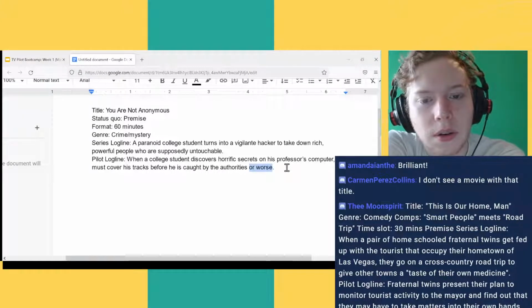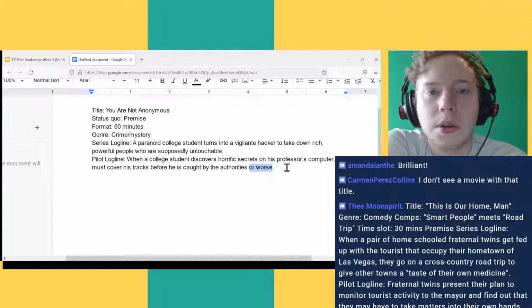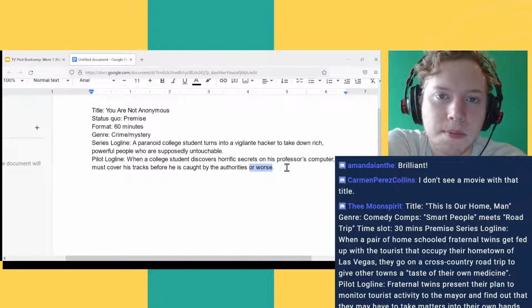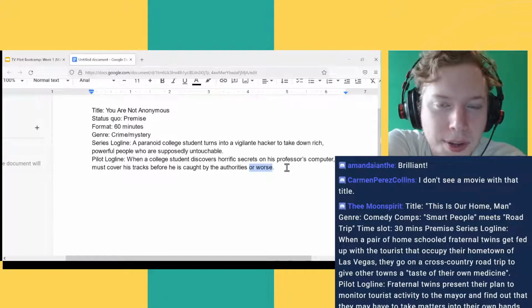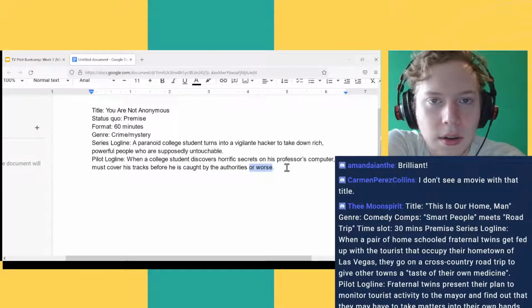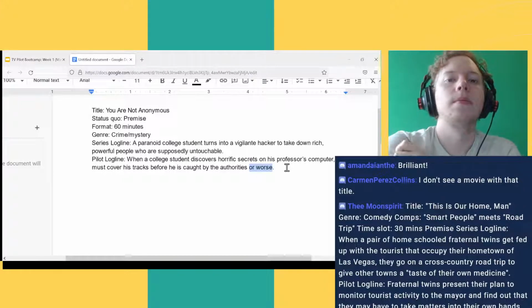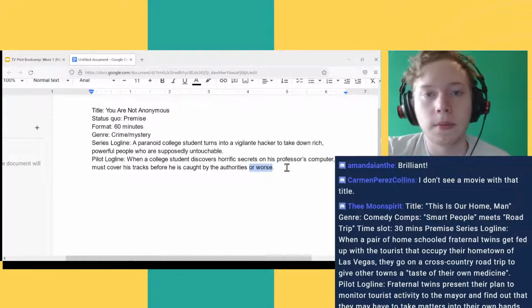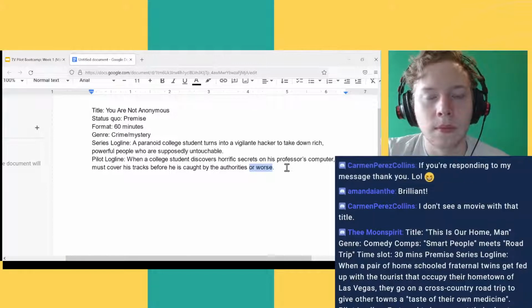The worse is he dies and his death is covered up. Oh, so you're saying the professor is part of some secret society or something? Yeah, like his professor. Once he turns his professor into the authorities, his professor gets killed and it's covered up as a suicide. So he's thinking okay.